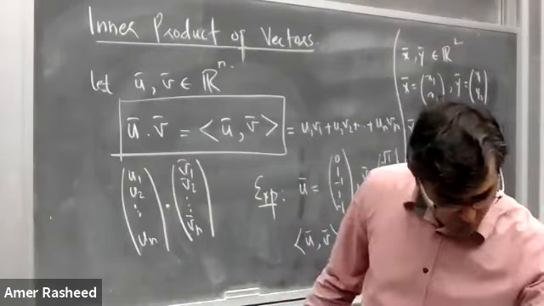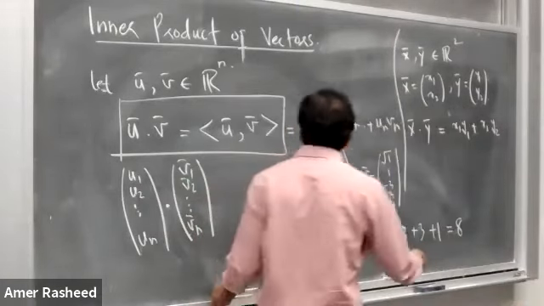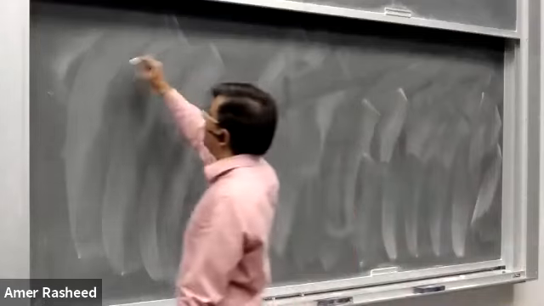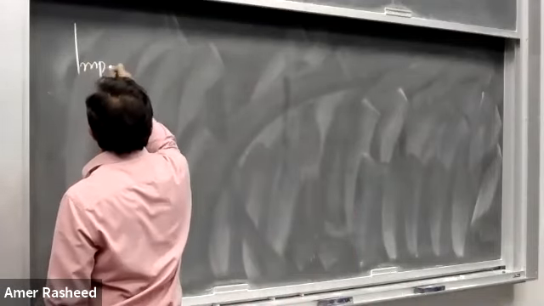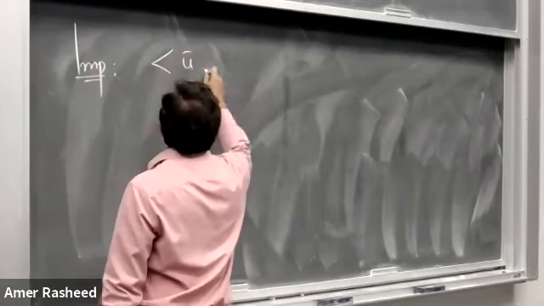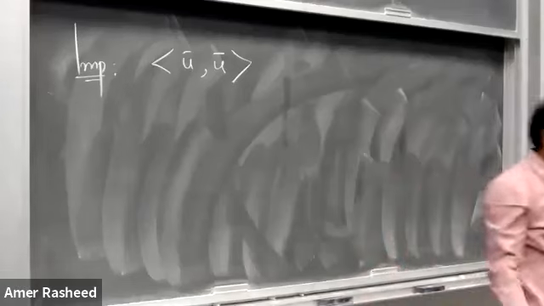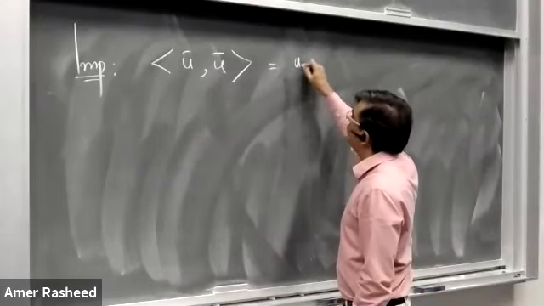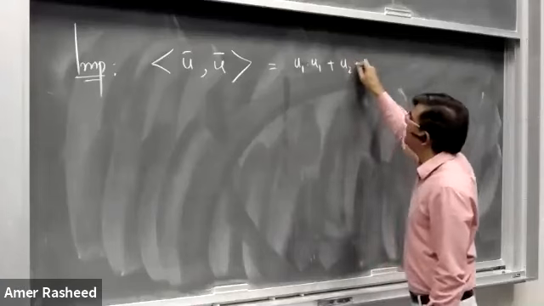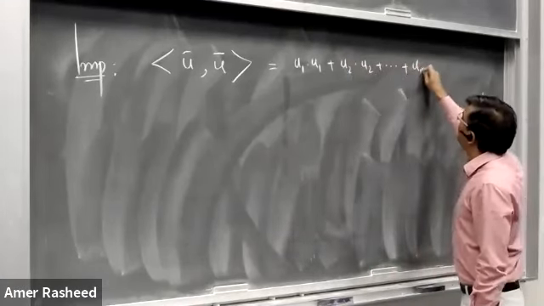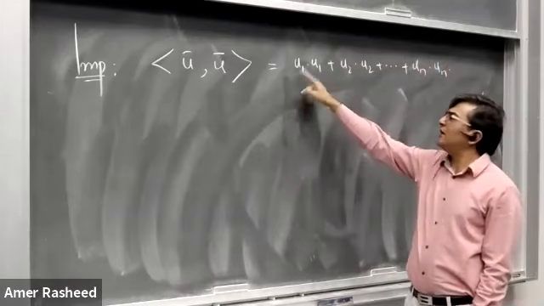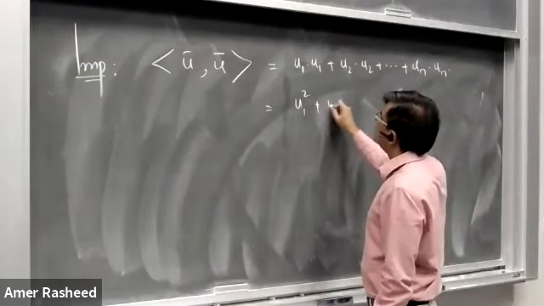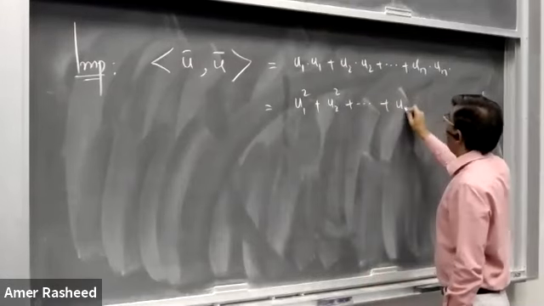Now, a very important property: if we try to find the dot product of the same vectors. Dot product of U with U, according to the definition, what is the dot product of U with itself? It is nothing but U1 times U1 plus U2 times U2 plus so on plus Un times Un, because you multiply the corresponding components of U with itself. So what do we get here? U1 square plus U2 square plus so on plus Un square.